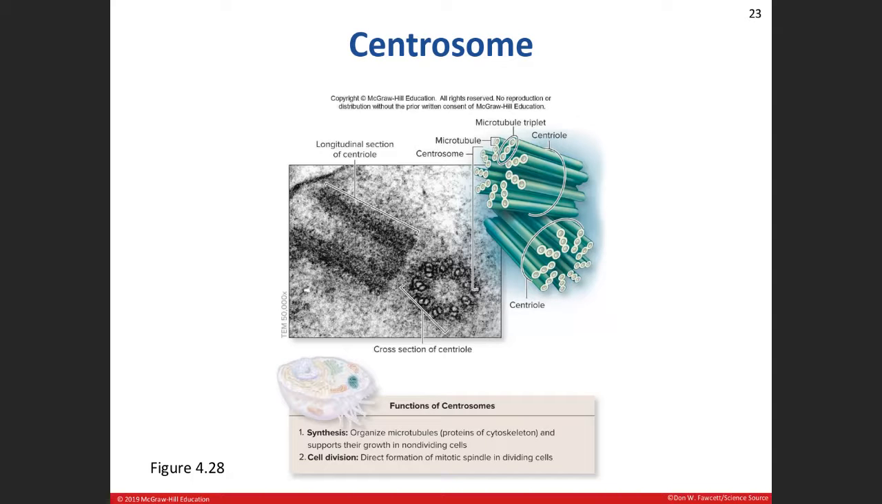So you can kind of see them here. When the cell is not dividing, it's just minding its own business, for whatever reason, they lay perpendicular to one another. So you can see here's one. When it's time for the cell to divide, these microtubules sprout out. They'll migrate to opposite ends of the cell, and then these microtubules shoot out of them, and they help to split the cell via the formation of the mitotic spindle.